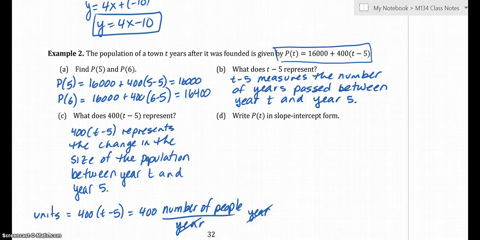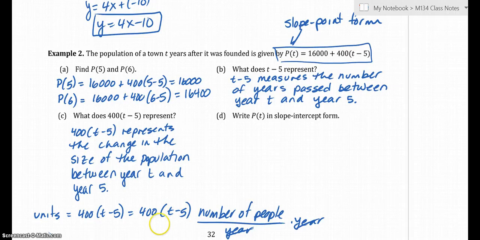Notice when t is larger than 5, it tells us how much the population has grown since 5 years. But if it was less than 5, then it would tell us how much smaller the population was compared to the year 5. So for instance, if t was 4, that would tell us the number of people after 4 years, which was a year before 5. I did forget to put the t minus 5 here, so we could just put it right here. So the units would be, let's change, and squeeze the t minus 5 where it belongs. So that would be that one.